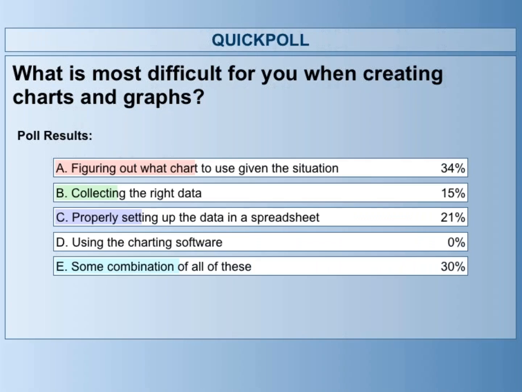Okay, so our highest one is figuring out what chart to use in the given situation with 34%, followed by some combination of all of these things. And then properly setting up the data in a spreadsheet, 21%. I actually thought that would be a little higher. Collecting the right data at 15% and using the charting software at 0%.